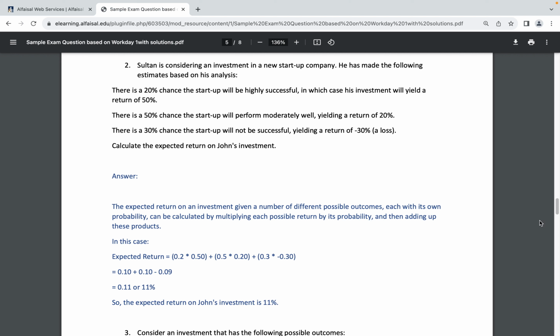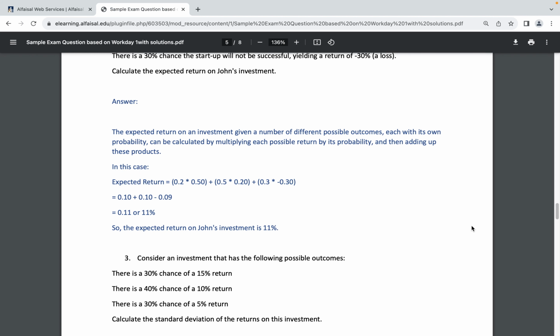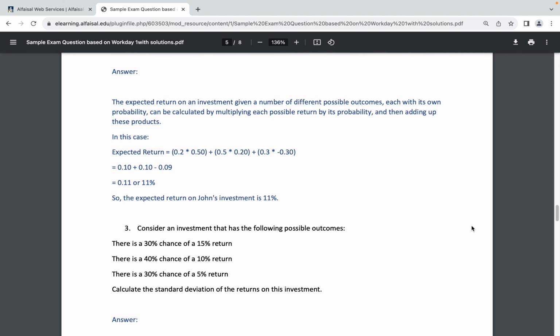Let's move on to the next question. Consider an investment that has the following possible outcomes: a 30% chance of a 15% return, 40% chance of a 10% return, and a 30% chance of a 5% return. We have probability values and we have three different scenarios. Calculate the standard deviation of the returns on this investment.